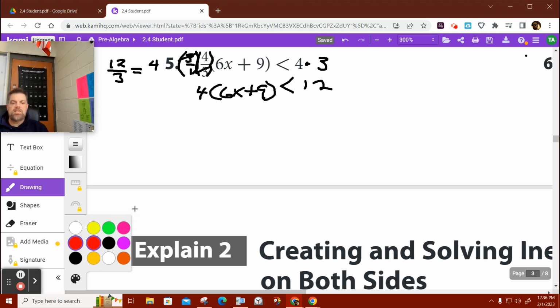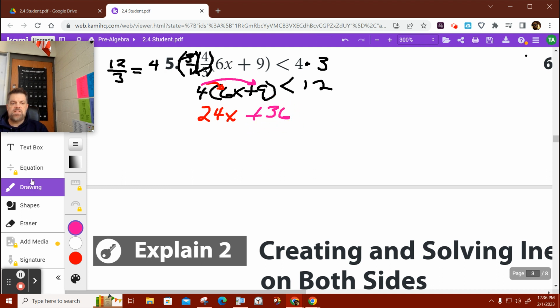Now what do I do, you guys? Yeah, but what's the fancy math word we've been using, what do we call that? Very good. We are using the distributive property to multiply 4 times 6x, which is 24x. Then we're going to multiply 4 times positive 9, which is positive 36. And then everything else just kind of stays the same, less than 12.